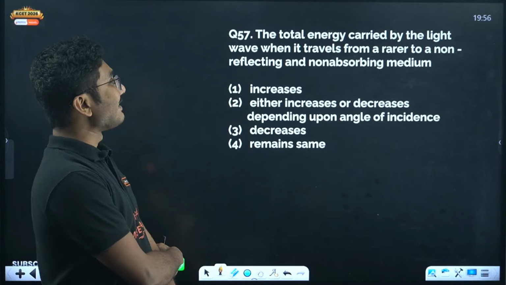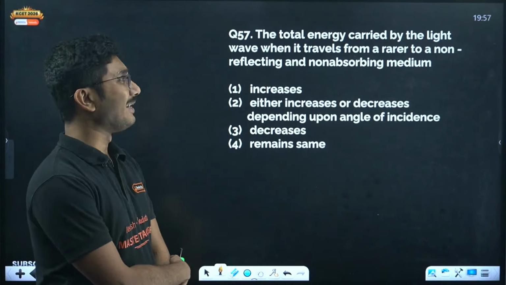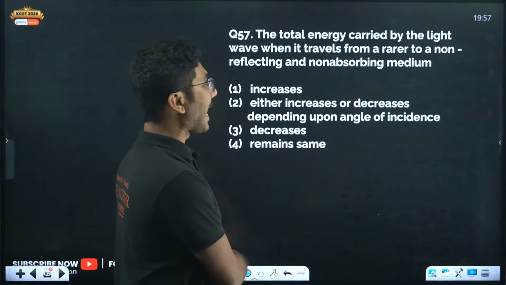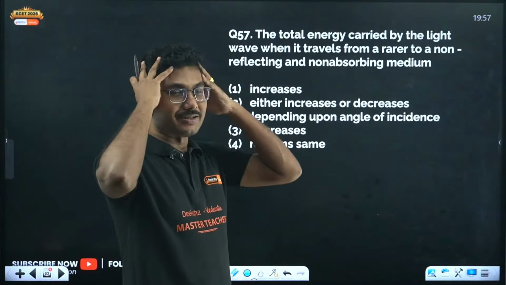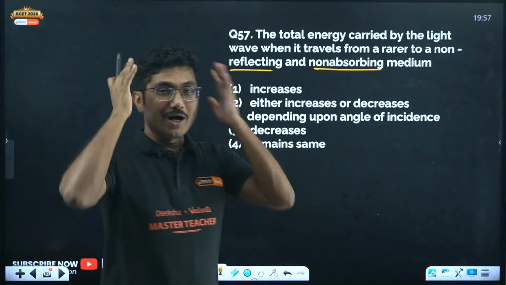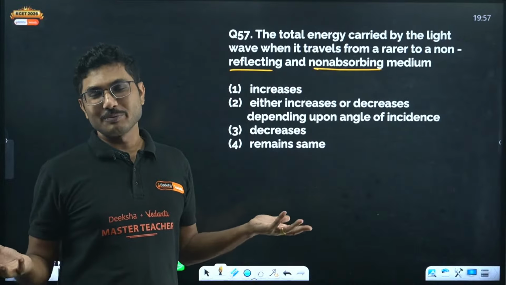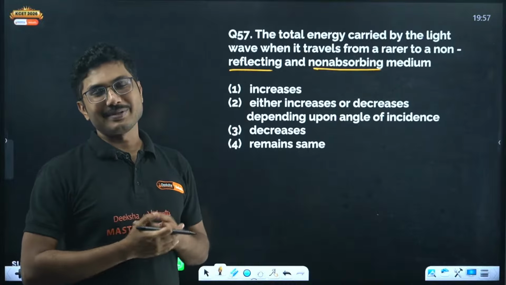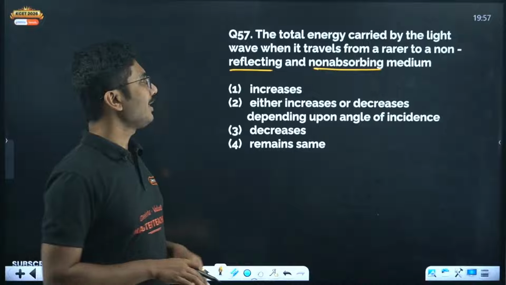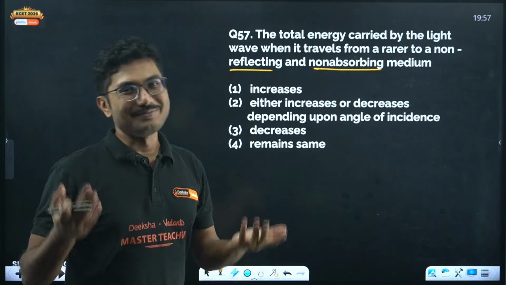The total energy carried by the light wave when it travels from a rarer to a non-reflecting and non-absorbing medium. So, difficult terms: non-reflecting, non-absorbing. What is this? Non-reflecting means it does not reflect. Non-absorbing means it does not absorb. That means energy remains constant. Very simple thing. So the total energy carried by the light remains constant.